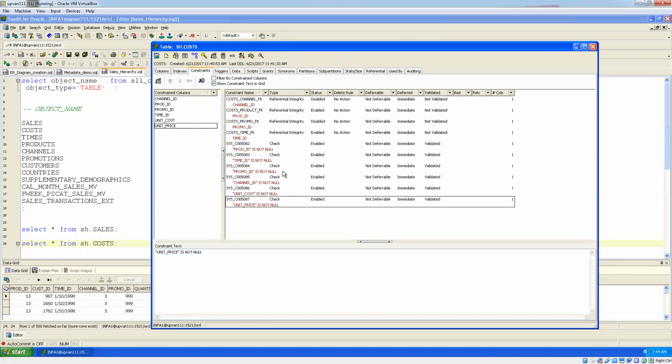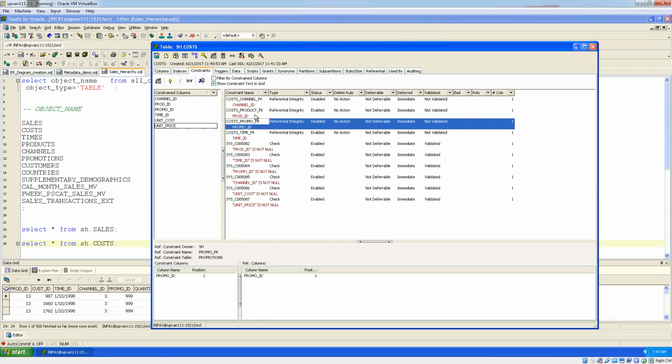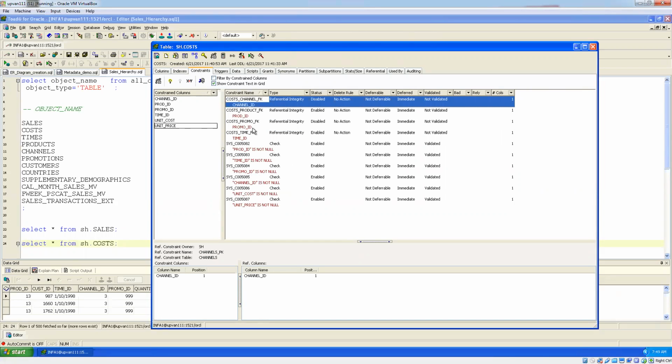Let's see the constraints on the costs table. Do we have any primary key in this table? No, we don't have any primary key. What is it referring to? It is again referring to the time ID, promo ID, prod ID, and channel ID. Right?